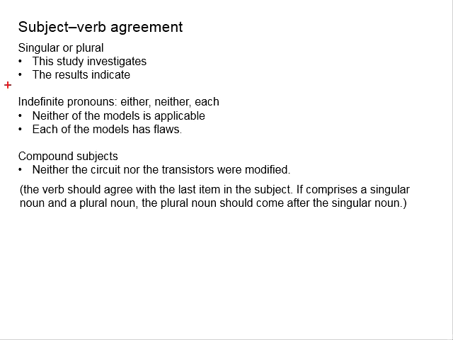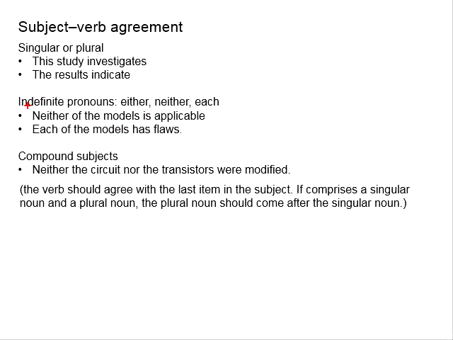Next, when you encounter indefinite pronouns, such as either, neither, each, you know that these indefinite pronouns are normally treated as singular. For example, neither of the models is applicable. You consider it as singular. Therefore, is is used instead of are. These are common mistakes made by non-native English speakers, especially when we see the models as plural.